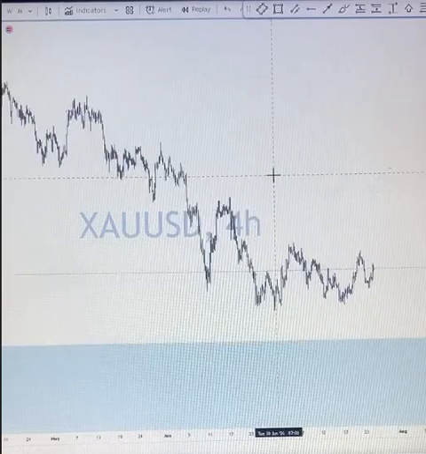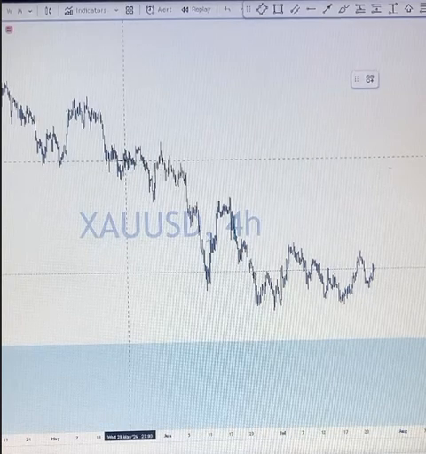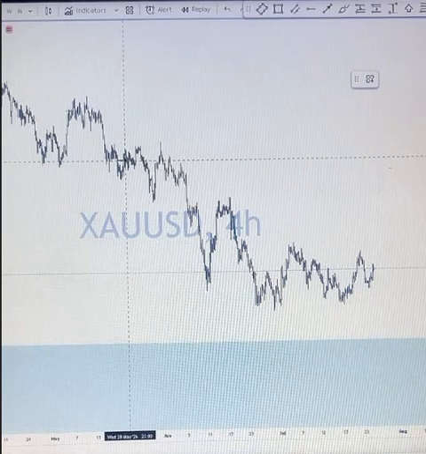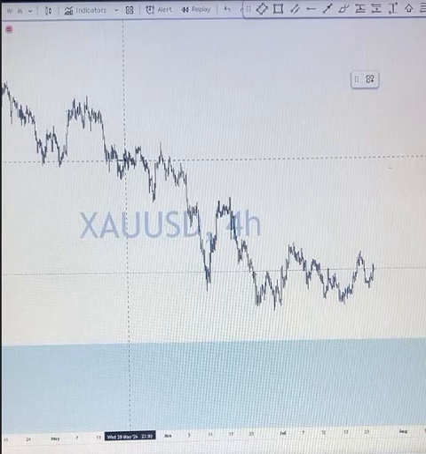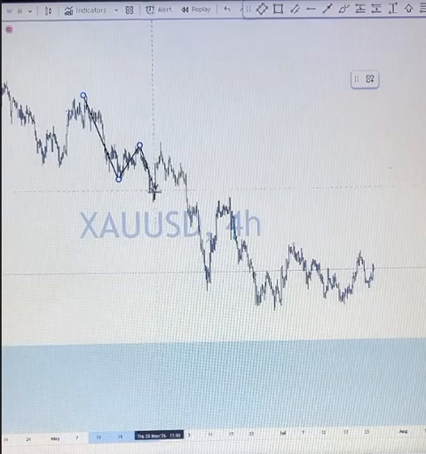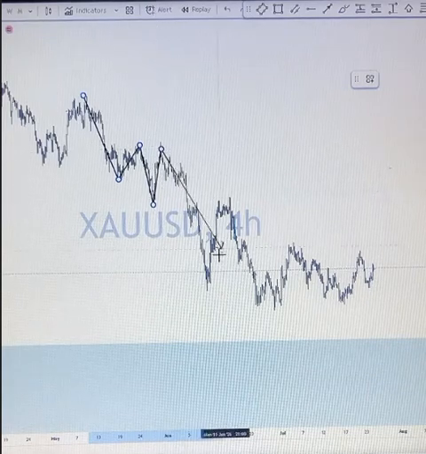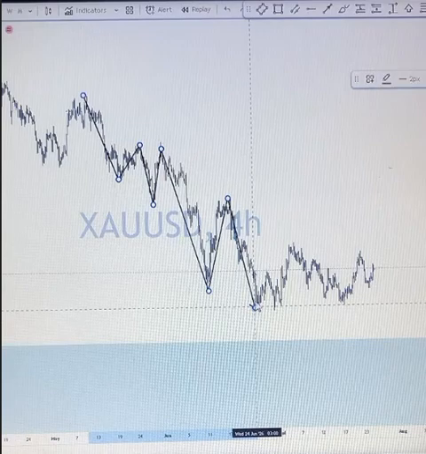On 4 hours, the next thing we do is to find the direction of the market. It's very necessary. Okay, so let's check. This is breakdown. This is pullback. This is breakdown. This is pullback. This is breakdown. This is pullback. And this is what? The breakout.